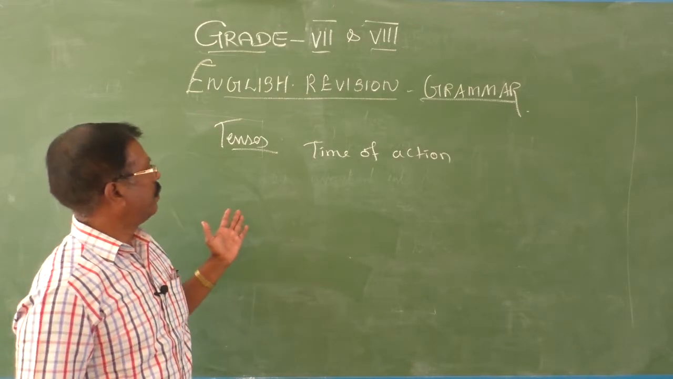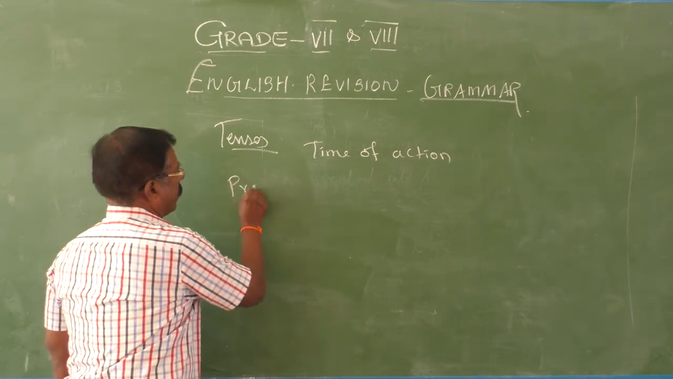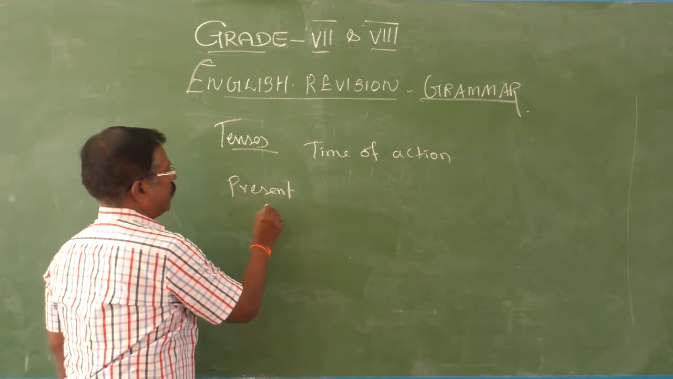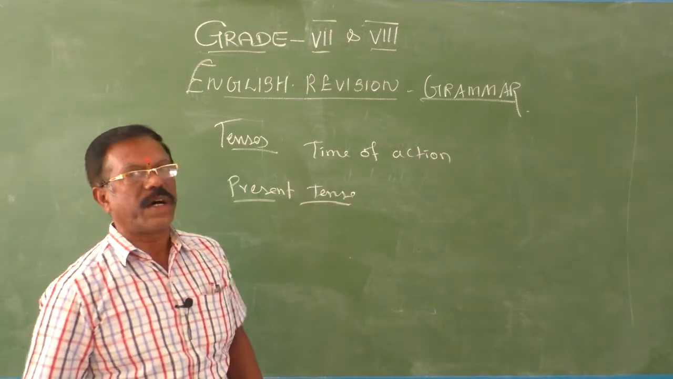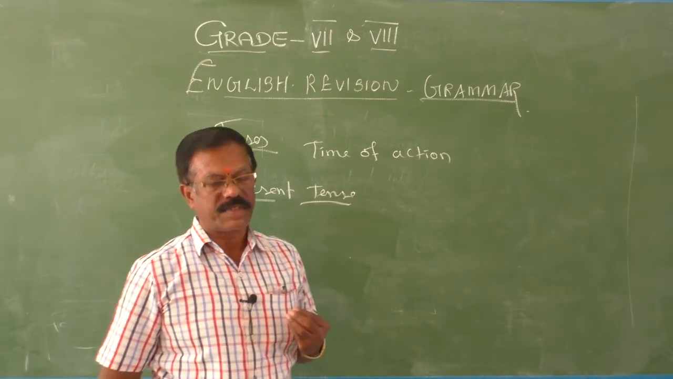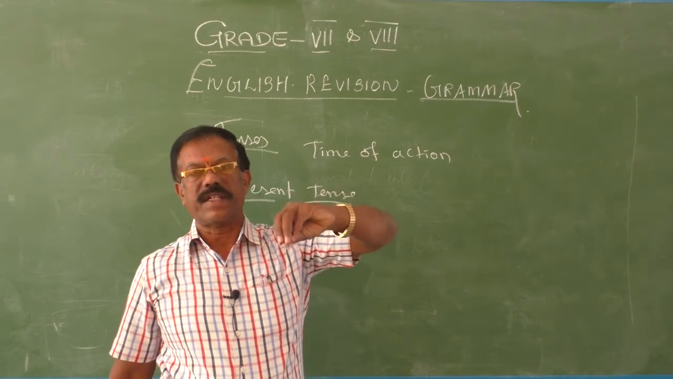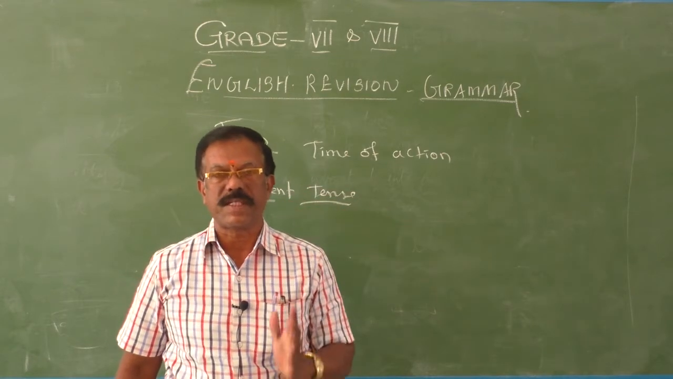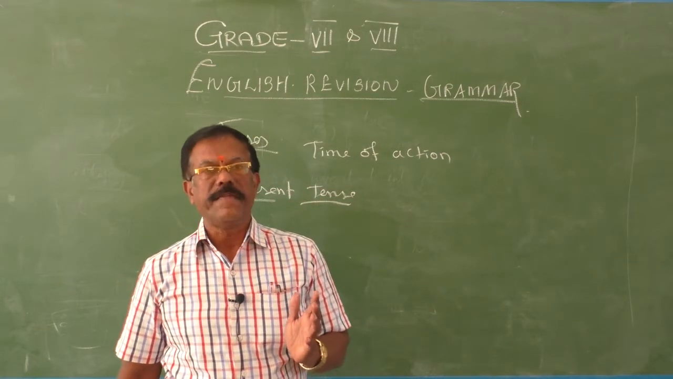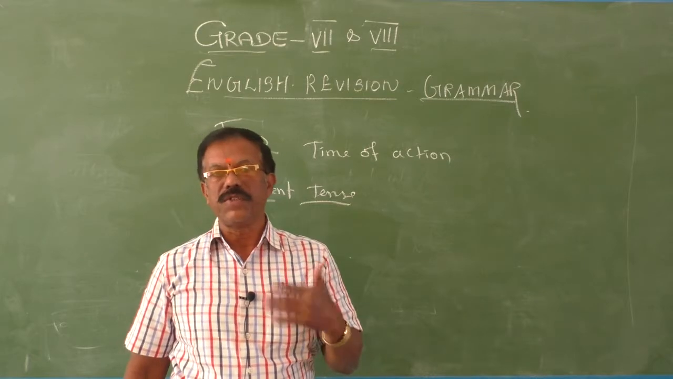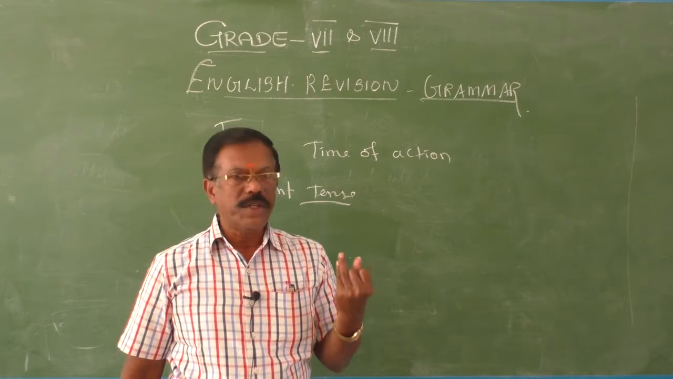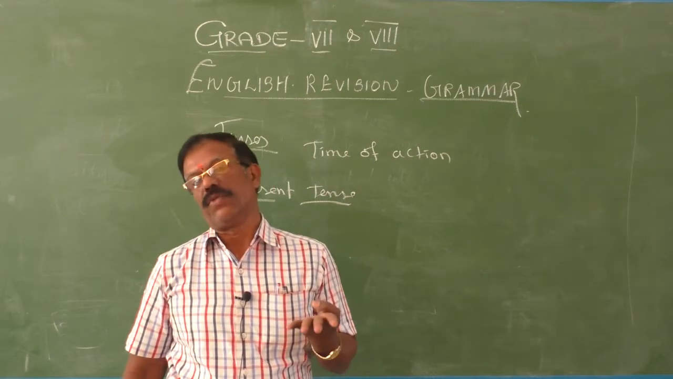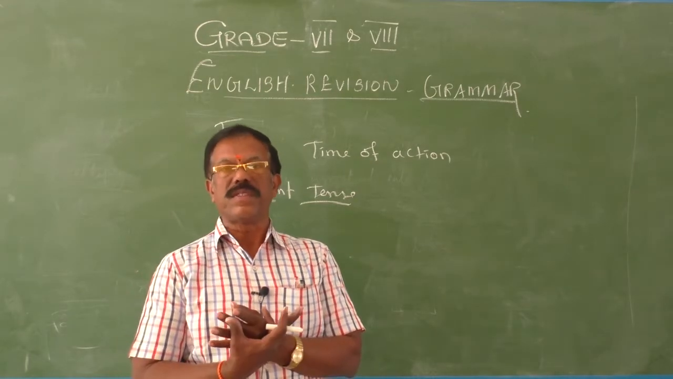So first, to begin with, present tense. Where can we use this present tense? Mostly present tense is a form of a verb that helps us to refer to action done at present time, at the present moment. Mostly we use present tense to refer to habitual action, regular action, universal truth and scientific truth. To refer to all these things we use present tense.